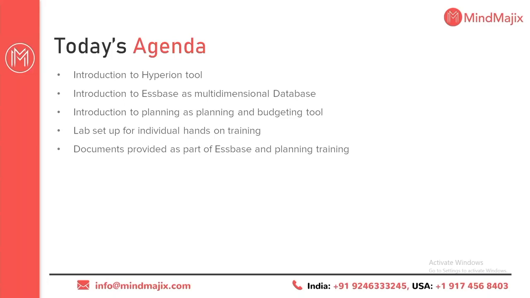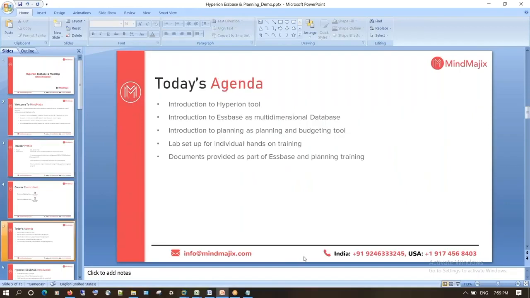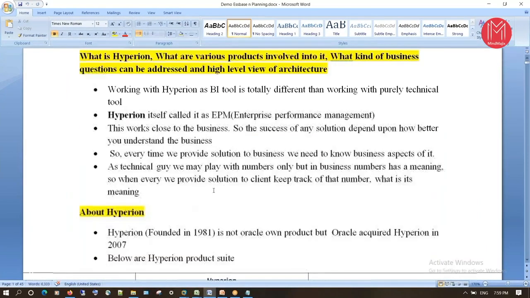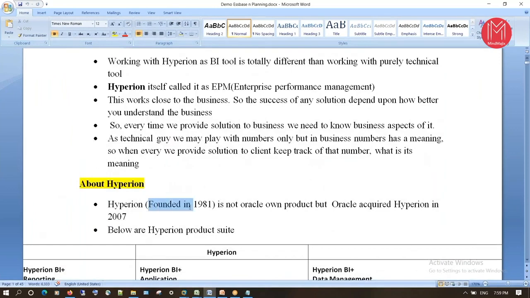So to start with, I will just give you a brief idea about this Hyperion tool. Hyperion is a BI tool that was founded in 1981. The company was named Hyperion, and later Oracle acquired it in 2007. Thus it became Oracle Hyperion in 2007.